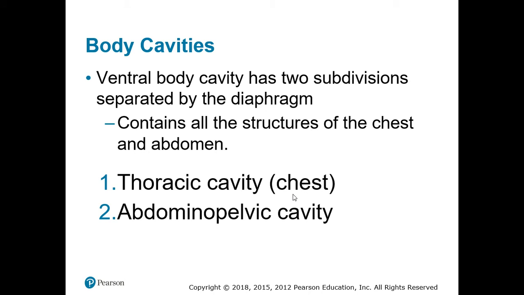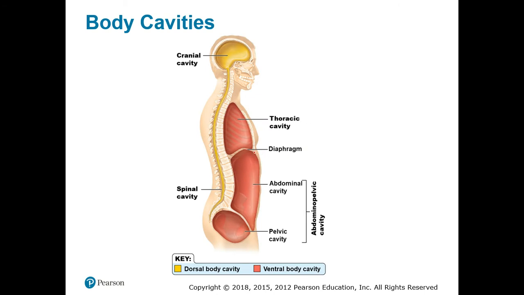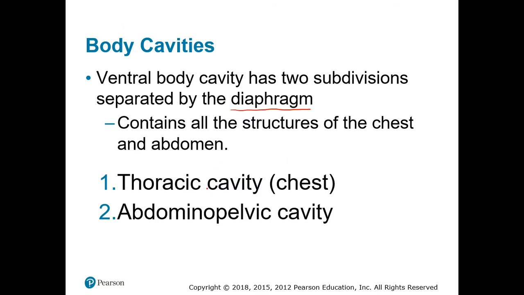The ventral body cavity can be divided into two subdivisions, and these two subdivisions are separated by the diaphragm. So if we want to look back at this picture, here is the diaphragm. It's located right under your lungs. Those two cavities are your thoracic cavity, which is basically your chest, and then your abdominal pelvic cavity.